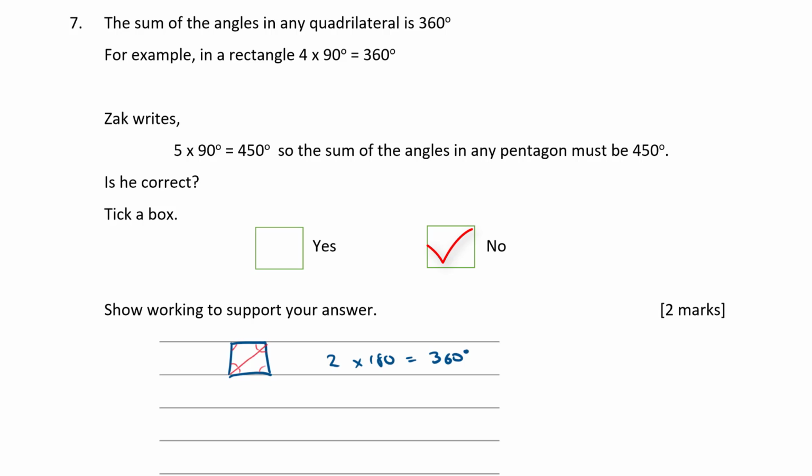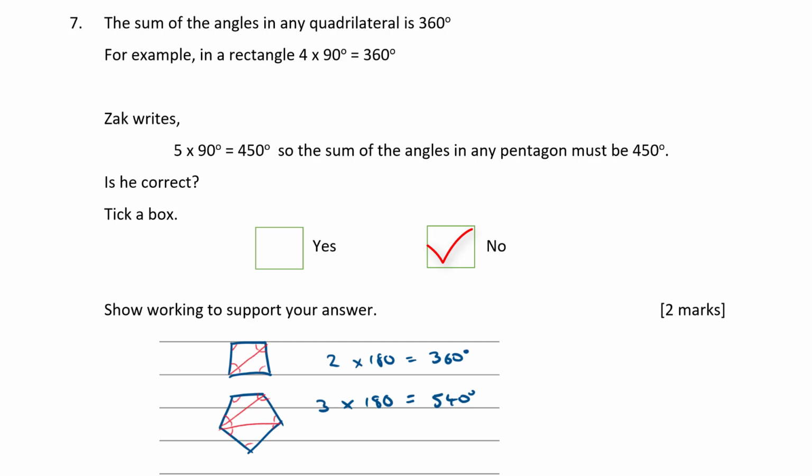Okay, now for a pentagon, when you've got 5 sides, 1, 2, 3, 4, 5, you can subdivide a pentagon into 3 triangles, each one having 180 degrees as a sum of their angles. If you notice, those angles also make the angles at the edges of my pentagon, so I can work out the angles as 3 times 180, which is 540. So the angles of a pentagon should add up to 540.